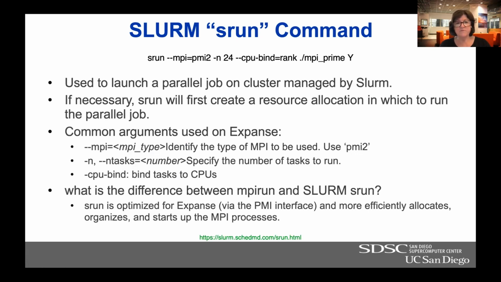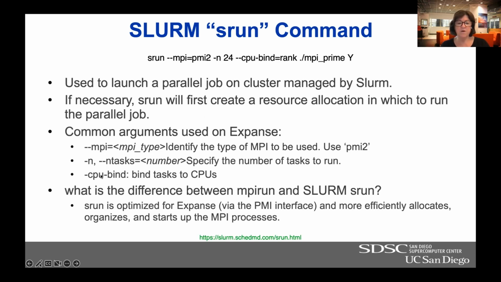All right, so the srun command. You can run jobs from the command line using srun. This allows you to launch a parallel job. There is mpirun and srun. So srun is used by Slurm to launch a parallel job. We recommend you use srun because it's customized and optimized to run MPI jobs and parallel jobs by the Slurm system. It will, if it needs to, create an allocation to run the parallel job.